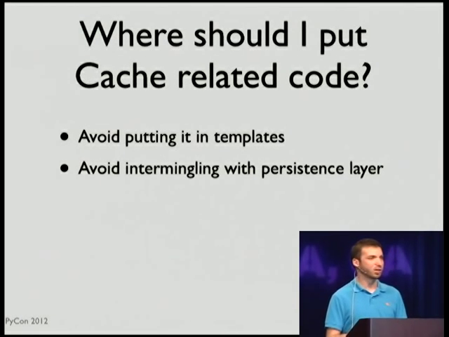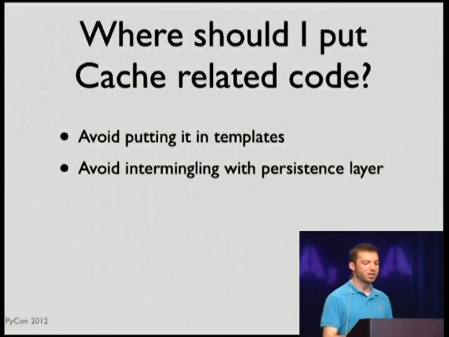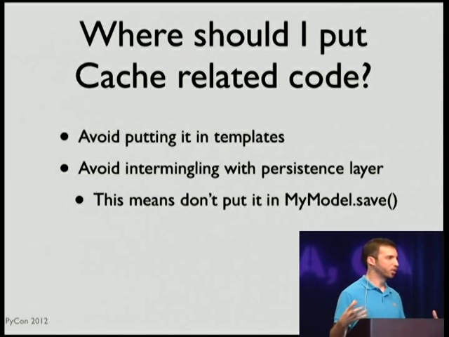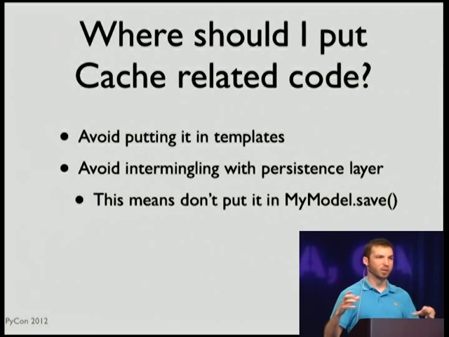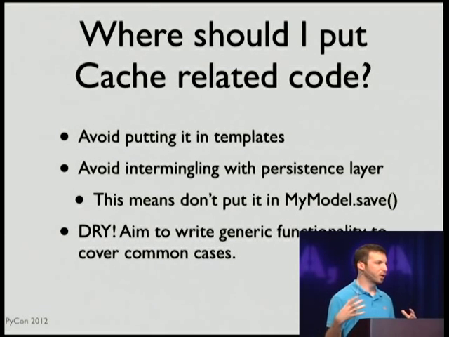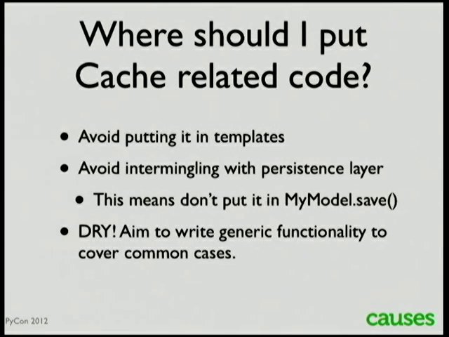When I say avoid intermingling with the persistence layer, this is things like Django's model.save. You want to really separate your concerns here between your canonical data source and your cache layer. Because remember, we want these to be components of a greater system. We don't want to rely on our cache. If the cache goes down, this shouldn't break things like saving an object. And we want to write code that's DRY. We want to write functions that we can use over and over again so that we can avoid writing this cache code as much as possible.